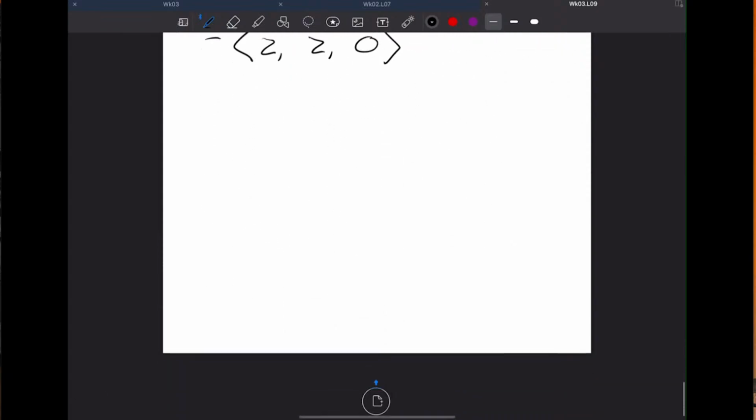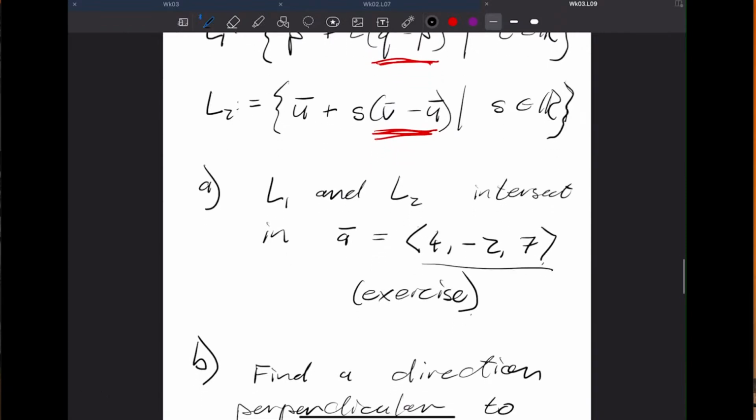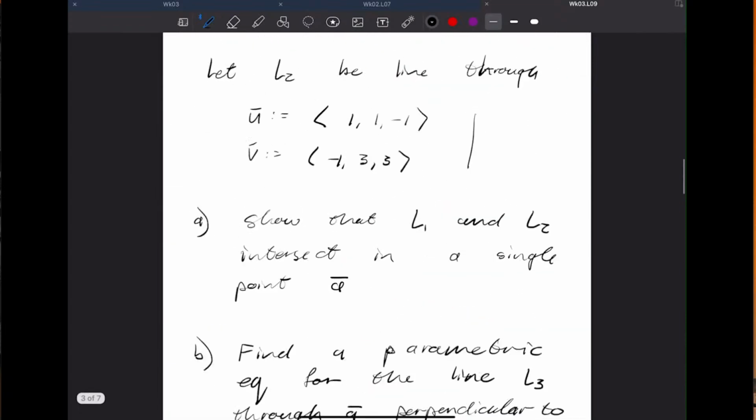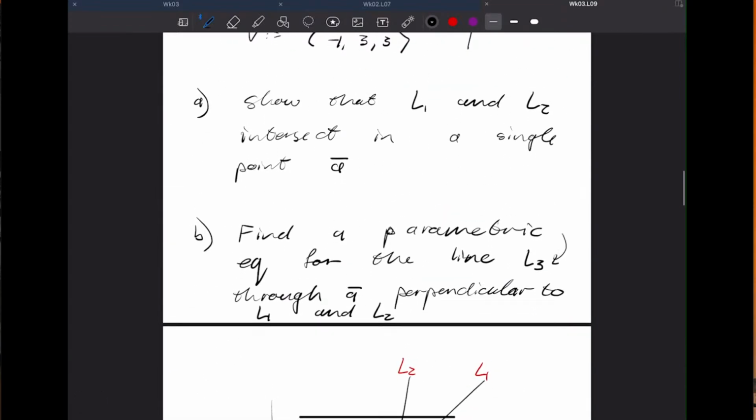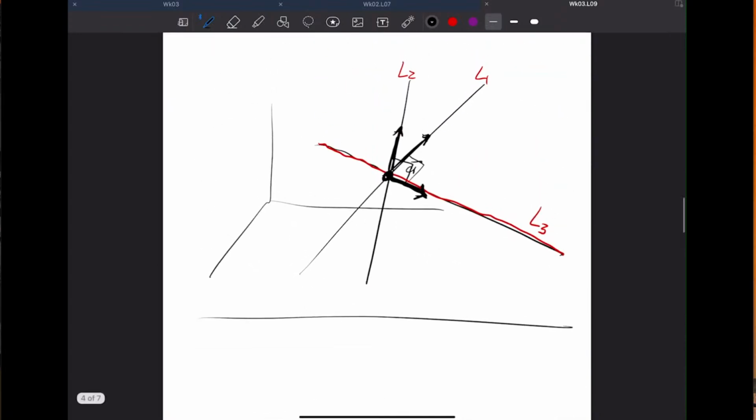Okay, and now we're ready. Well, we know a single point on the line that we're looking for. So we're looking for, let's just read again, the line that goes through A but is perpendicular to L1 and L2. So now we have a point A, and now we have our direction computed from the cross product.